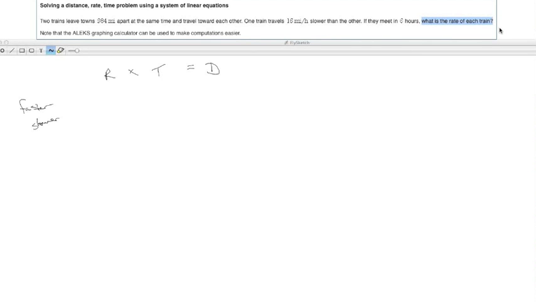So that means our variables are going to stand in for the rate of each train, because that is our unknown. So we can use x for the rate of the faster train and y for the rate of the slower train. It doesn't matter which we choose. We're just going to use x and y. Okay, what about the time? It says they meet in 6 hours. They leave at the same time. They meet after 6 hours, so the time is 6 hours.